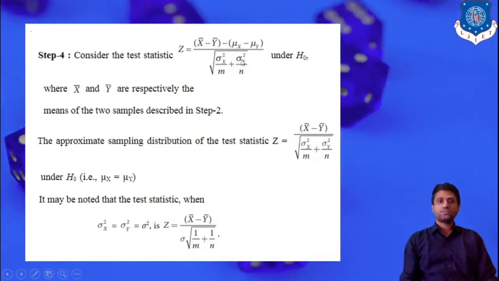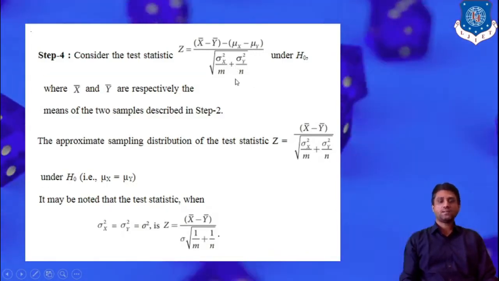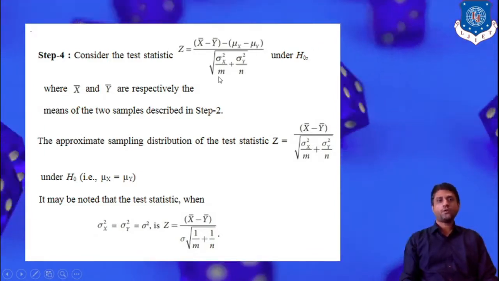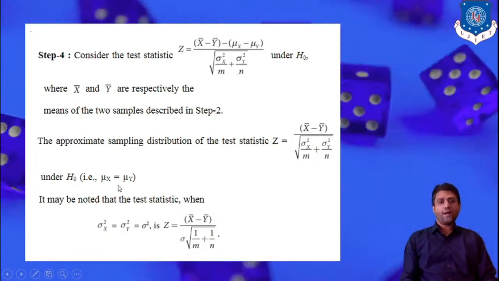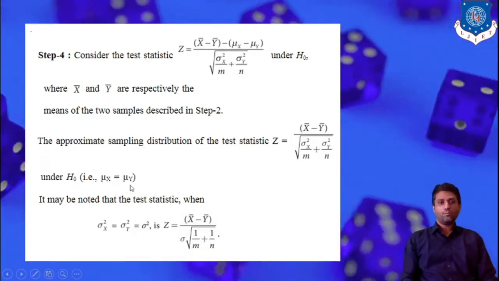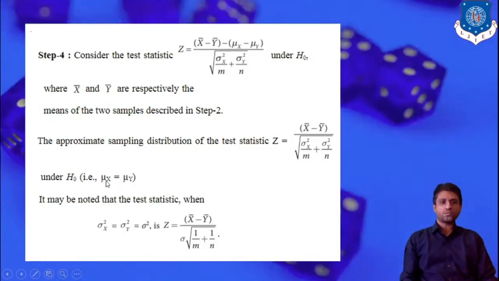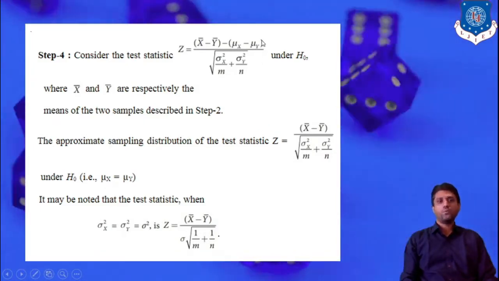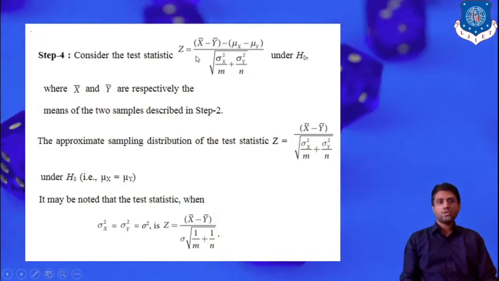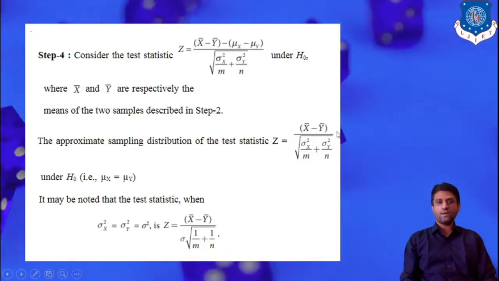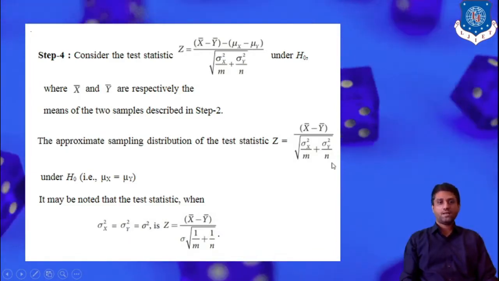Now sigma x square and sigma y square are the variances corresponding to population 1 and population 2. M and n are the numbers of random samples corresponding to population 1 and population 2. Here we have to consider the fact that mu x is equivalent to mu y, because this is our null hypothesis: both population means are the same. So this term vanishes from the numerator, because mu x is mu y, so this term is 0 and we neglect it. So Z statistic is equivalent to x bar minus y bar upon the same denominator, that is sigma x square upon m plus sigma y square upon n.